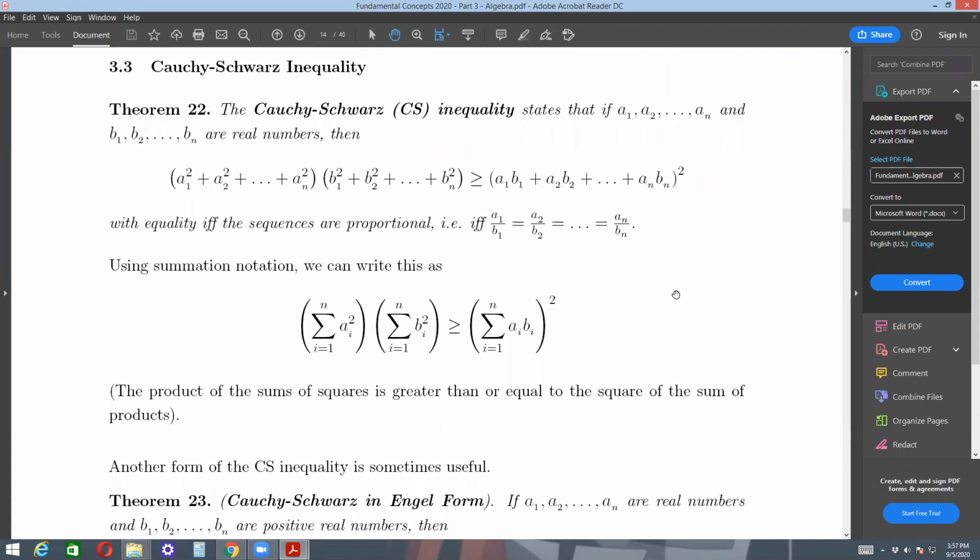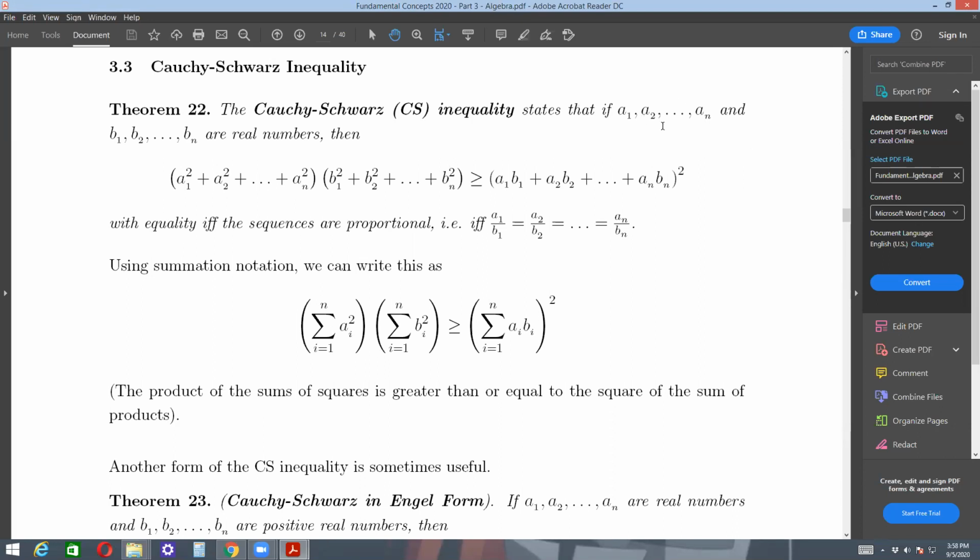So, last couple of things we're going to do on inequalities. First of all, the Cauchy-Schwarz inequality. Theorem 22 says the Cauchy-Schwarz inequality states that, so we have two sequences of numbers here, a1 to an and b1 to bn. They're all real numbers, any real numbers. It could be positive, negative, or whatever.